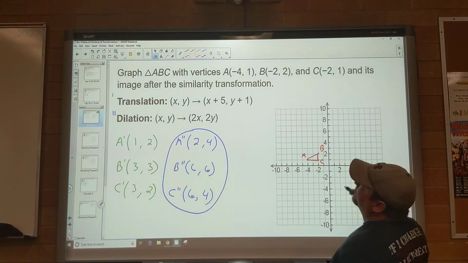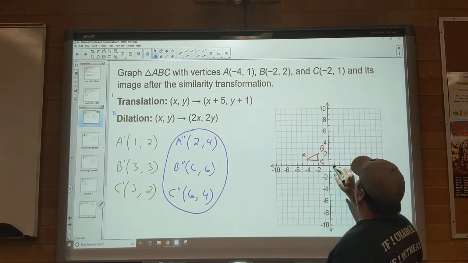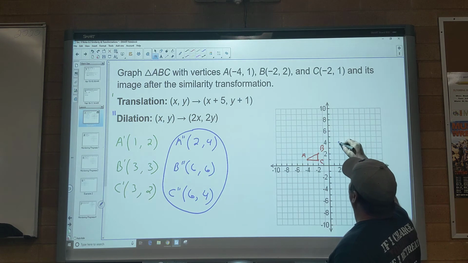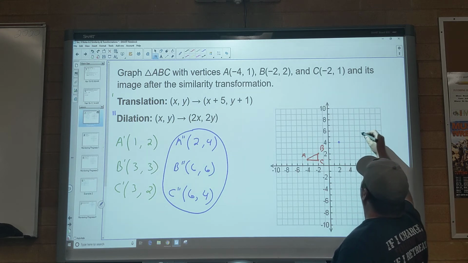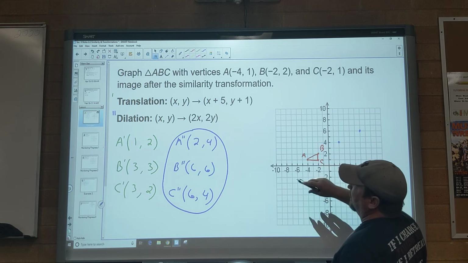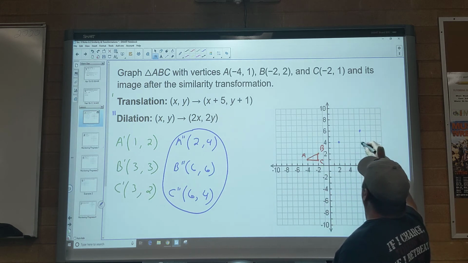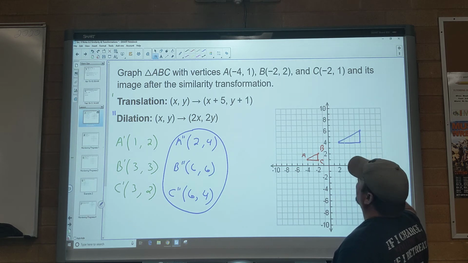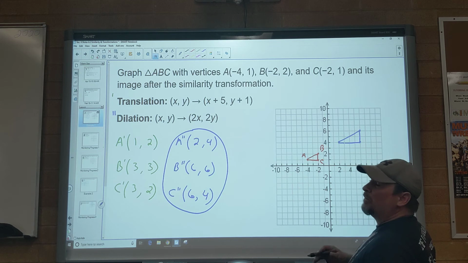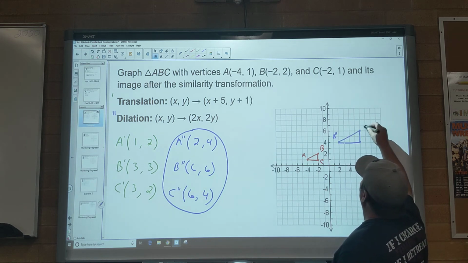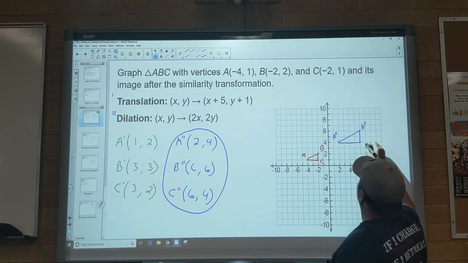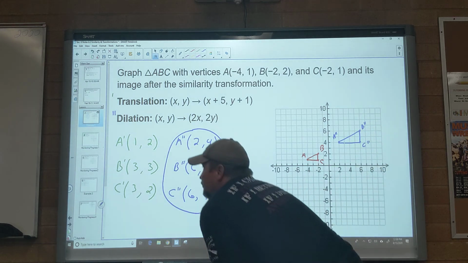Just the end result. So we're going to go over to the right 2, up 4. And that's our A asterisk. And I'm going to put my letters on in a minute. Then I'm going to go right 6, up 6. And then I'm going to go right 6, up 4. Shape, and let's see if that took place with what we said was going to happen. So A double asterisk, B double asterisk, and C double asterisk. Now let's take a look and see what took place.